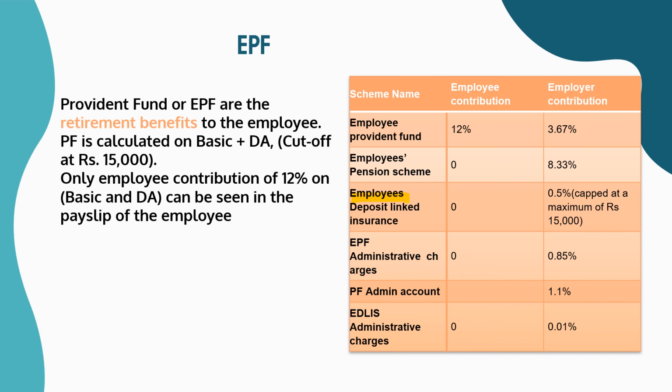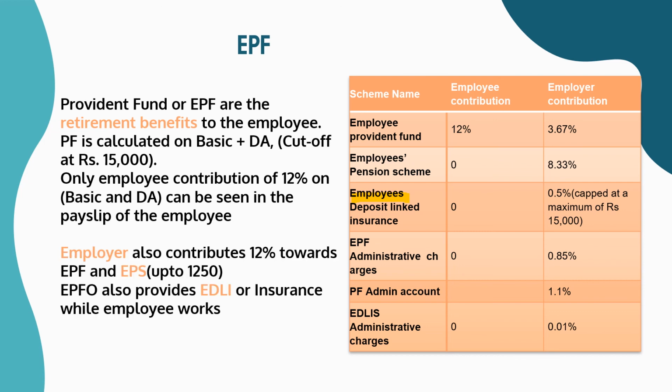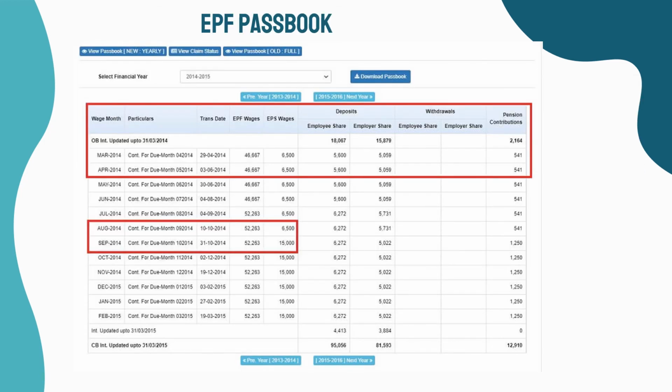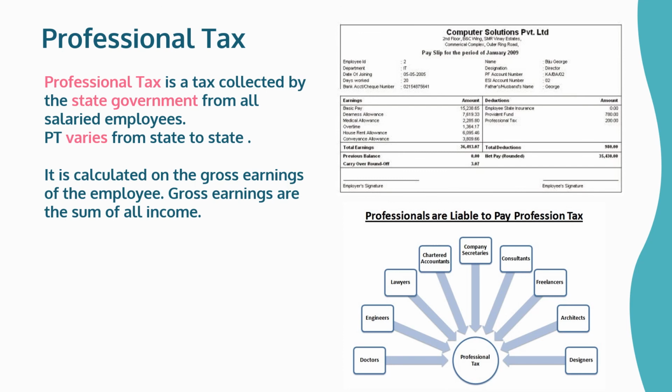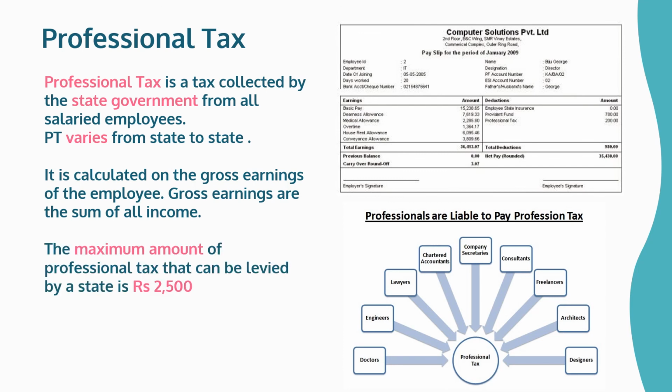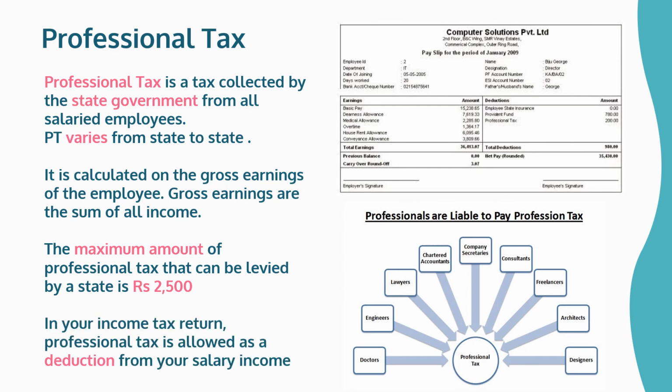Professional tax is a tax collected by the state government from all salaried employees. PT varies from state to state. It is calculated on the gross earnings of the employee. Gross earnings are the sum of all income. The maximum amount of professional tax that can be levied by a state is 2,500 rupees. In your income tax return, professional tax is allowed as a deduction from your salary income.